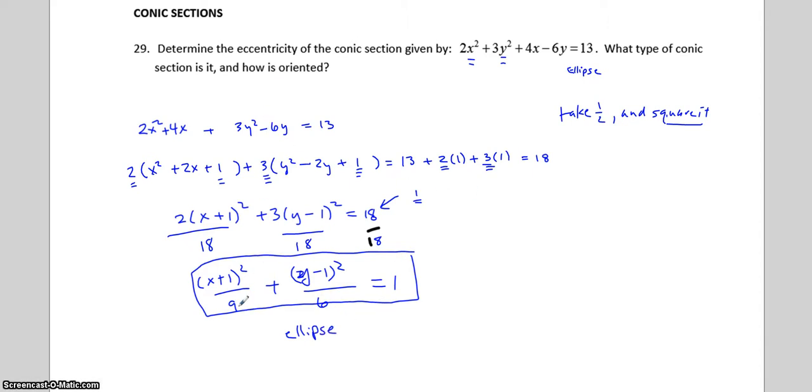Well, we have to see where the major radius is here. We can see that the x dimension is the larger, and so a is going to be the square root of 9, or 3. We can see the center will be at -1, 1, and it's going to be oriented this way.